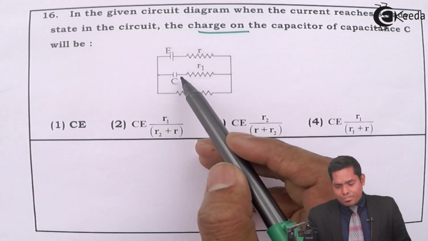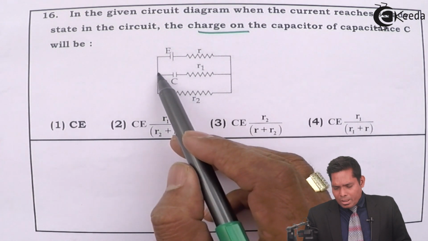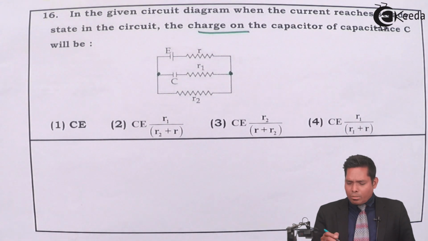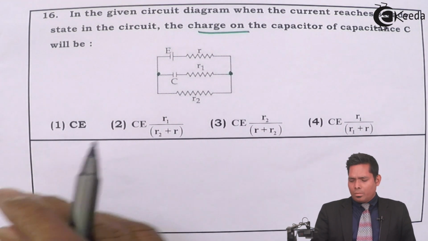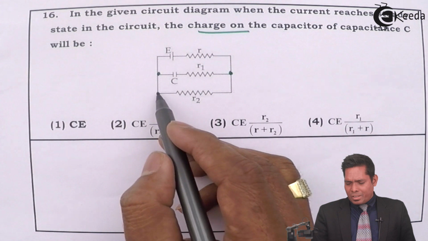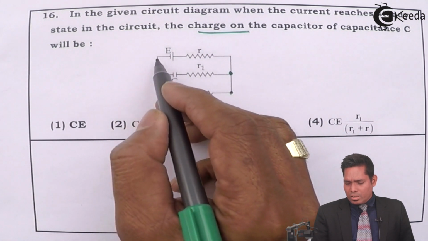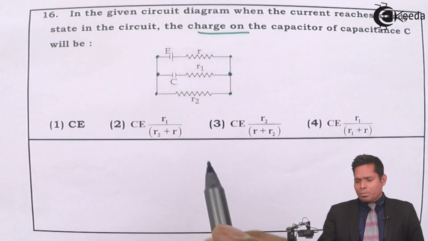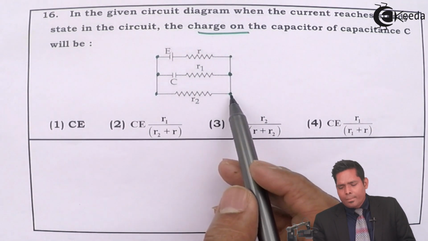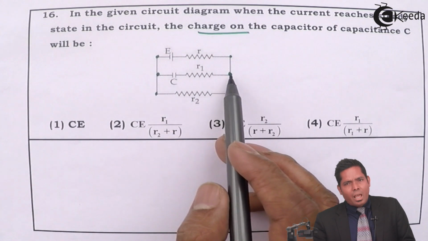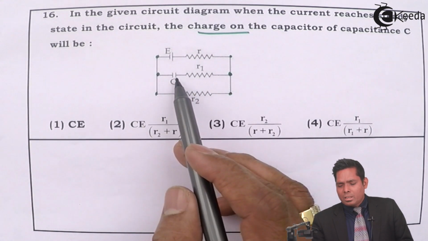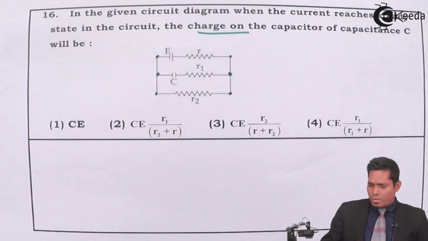So at that time, whatever is the potential difference between those 2 points, that will be the potential difference across this and across this, because all these three are in parallel. And that potential difference multiplied by C is the charge on the capacitor at time infinity.